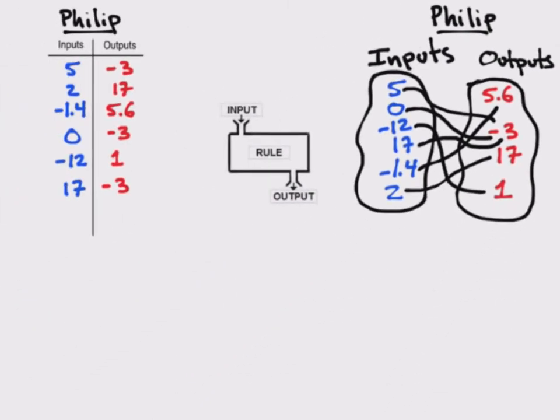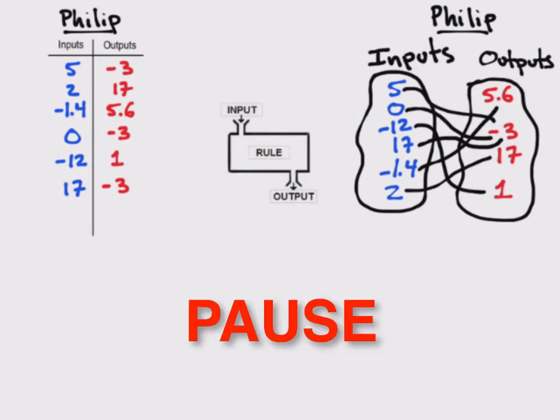Okay, let's have you try to do the ordered pairs representation on your own. Once again, why don't you pause the video, try drawing out the ordered pairs for Philip, and then play it, and we'll reconvene.